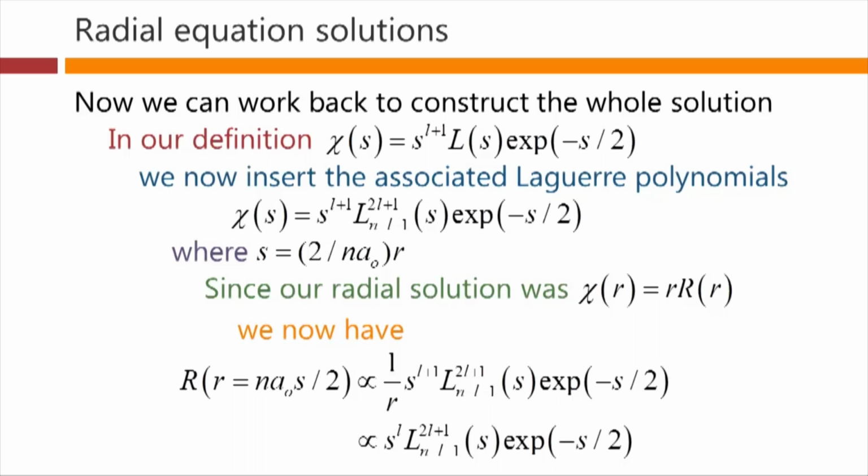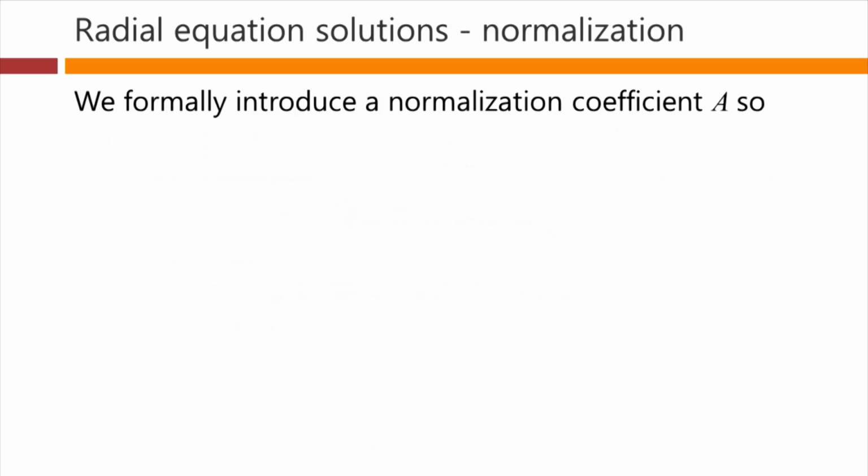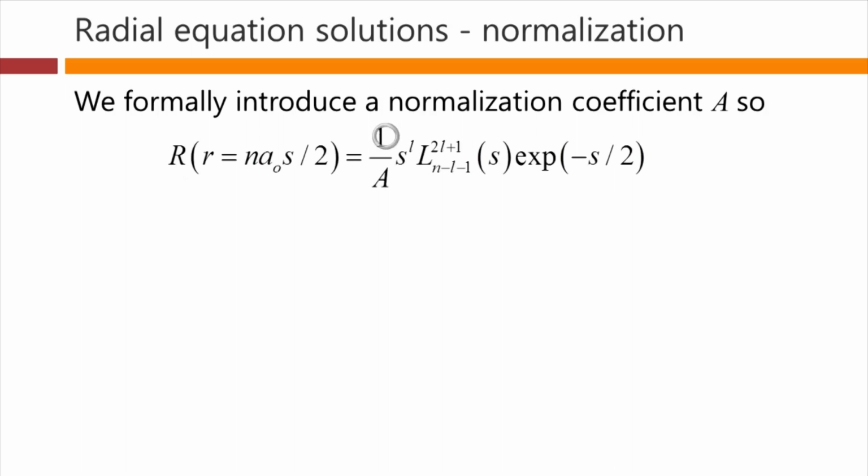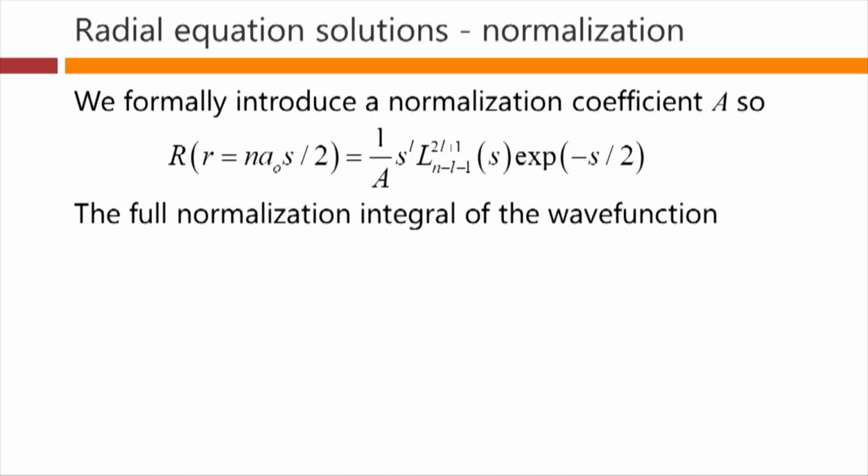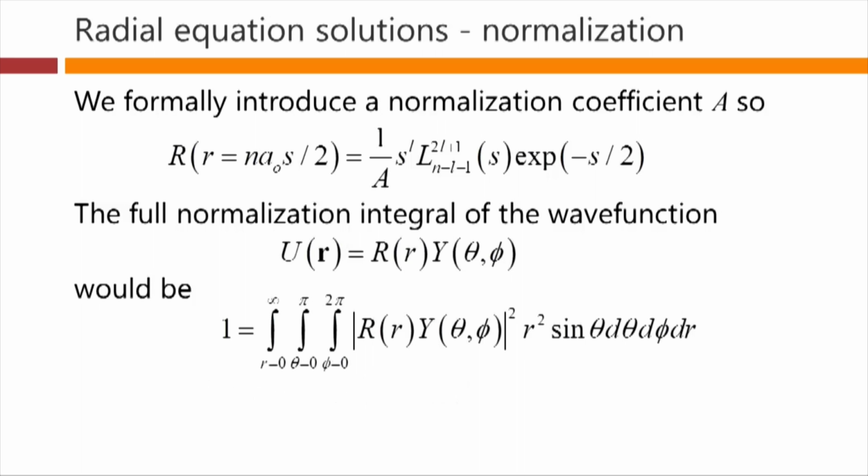Equivalently, since r and s are just proportional to one another, this is really a function proportional to s to the power L times all of this on the right. We can formally now normalize these, so we could put in a normalization coefficient so that our R function was 1 over a times all of this here. The full normalization integral of this wave function would be this expression here. Everything on the right would have to integrate up to give us 1. That is, the modulus squared of the wave function integrated over all space would have to give us 1.